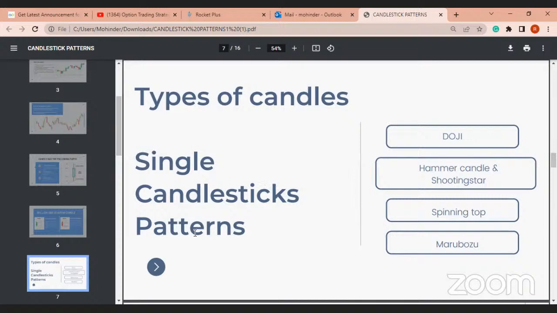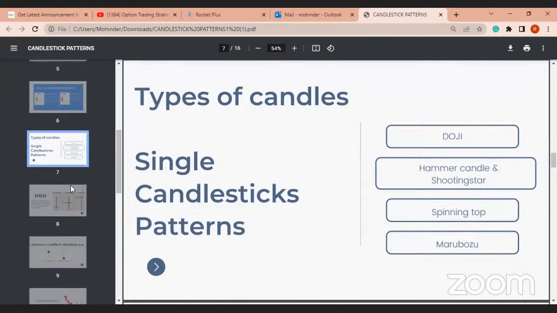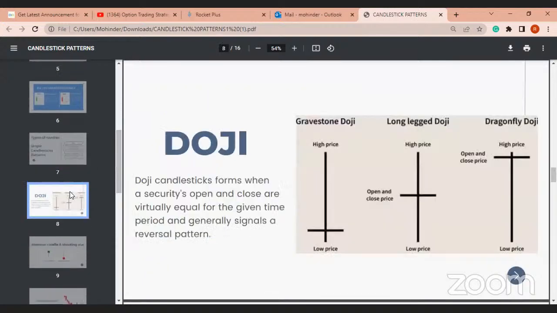In the category of single candlestick patterns, we will have 4 differentiations: Doji, hammer candle and shooting star, spinning top, and Marubozu. These are the 4 things that come under single candlestick patterns. We will learn them one after another, with examples, so it will be much easier for you guys to understand. First, we will discuss Doji.